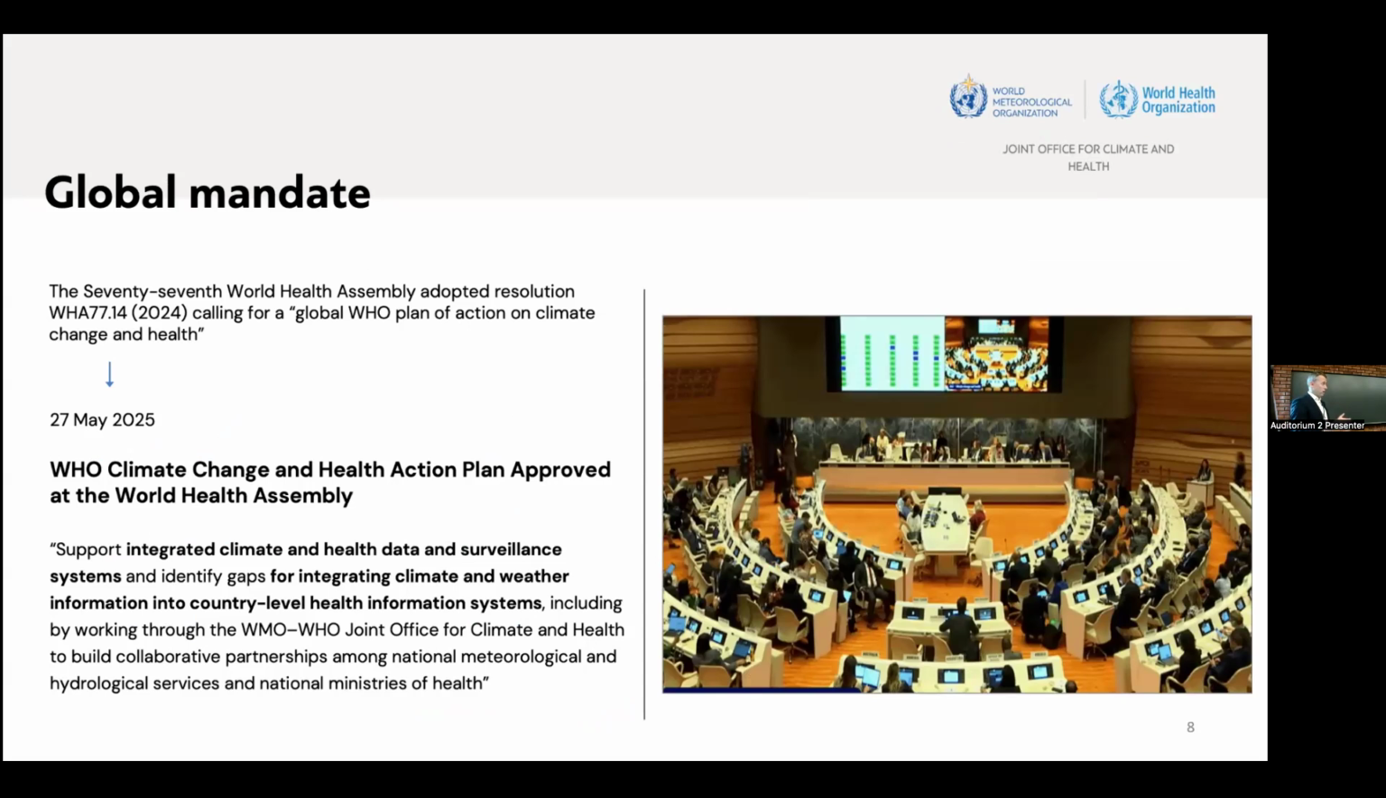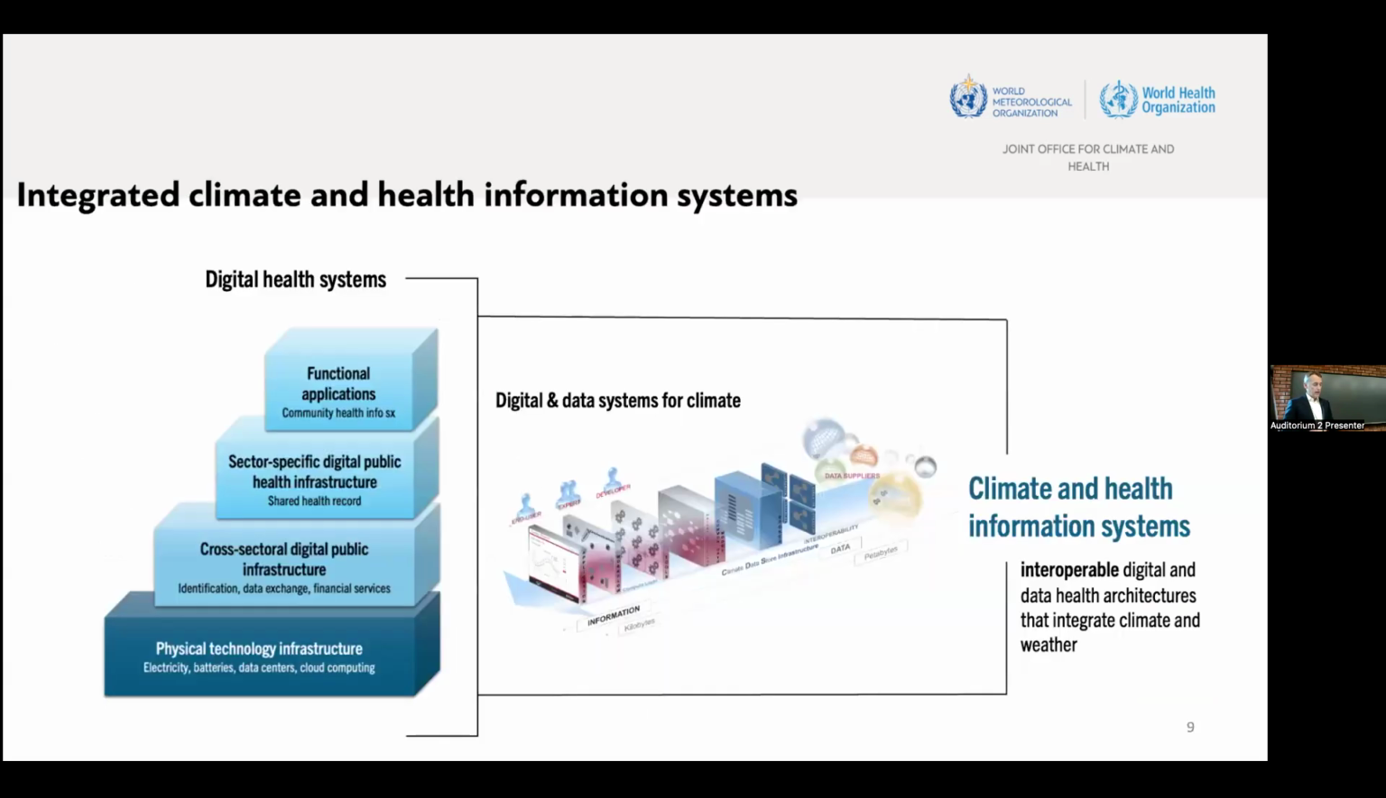Also, hot off the presses, agreed on the 27th of May, just a couple of weeks ago, is this new action plan for climate change and health, approved in Geneva at the World Health Assembly. This is something that's been long in the making. And as a component of that, there is a singling out of integrated climate and health data and surveillance systems to build integrated climate and weather information at the country level for health systems, right? So syncing this stuff together is really what you're doing. So as you can see, there's now a global mandate to push this work out there and draw off of what's happening in countries.